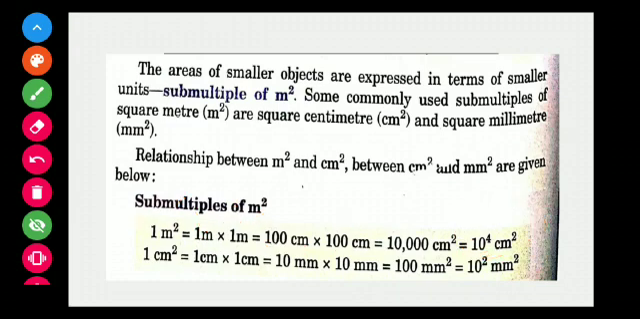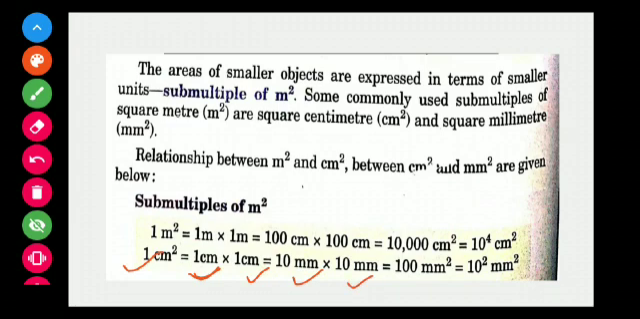Next, what is the relation between centimeter square and millimeter square? 1 centimeter square means 1 centimeter into 1 centimeter. Convert centimeter into mm, that is 1 centimeter is equal to 10 mm.